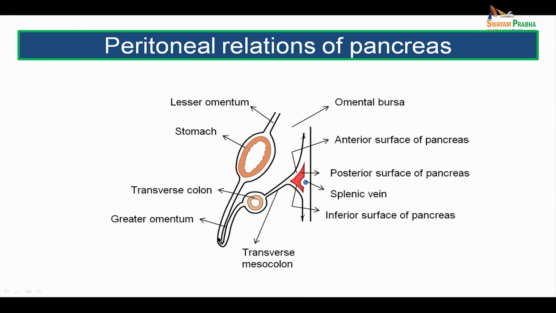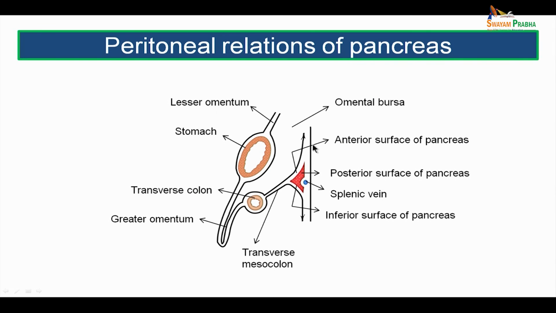go down, fold on itself and come up, thus forming the greater omentum, which reaches the transverse colon, splits and encloses the surfaces of the transverse colon, and then we have the transverse mesocolon, which goes towards the posterior abdominal wall.